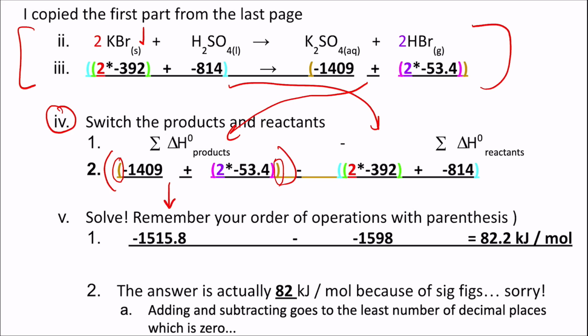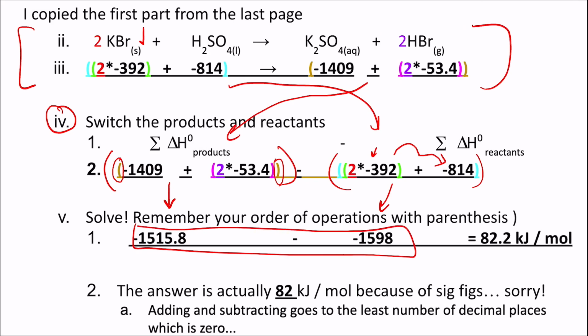Please put it in your calculator, give it a try. You should get negative 1,515.8, and then you're going to do the same thing over here. You're going to multiply these together first, and then you're going to add negative 814, and then you should get negative 1,598. And then when you do this problem, because remember it is products minus reactants, you'll get 82.2 kilojoules per mole. And again, throw it in your calculator, make sure that it works, and then realize we have to figure out sig figs as well.